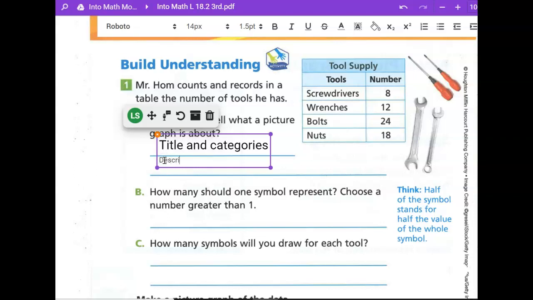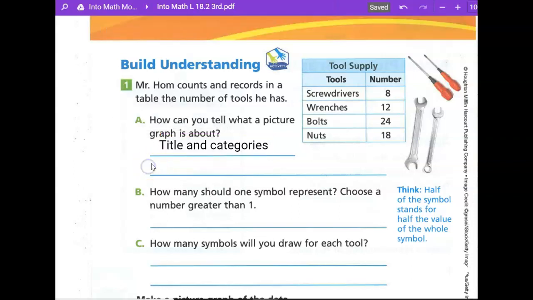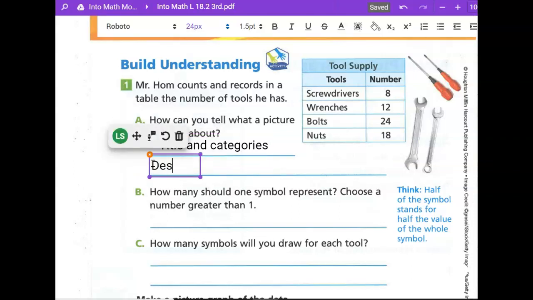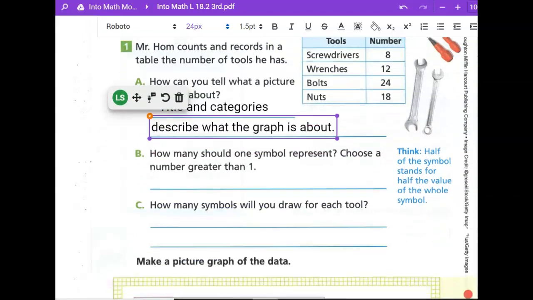Describe what the title and categories, let's make a new text box. Describe what the graph is about. It's not capitalized "describe" because we're all in one sentence.